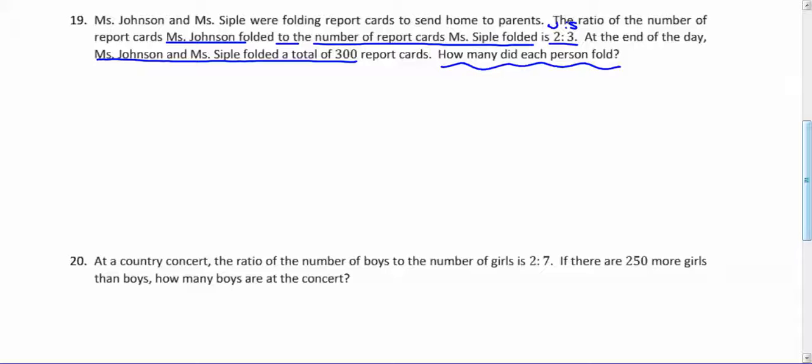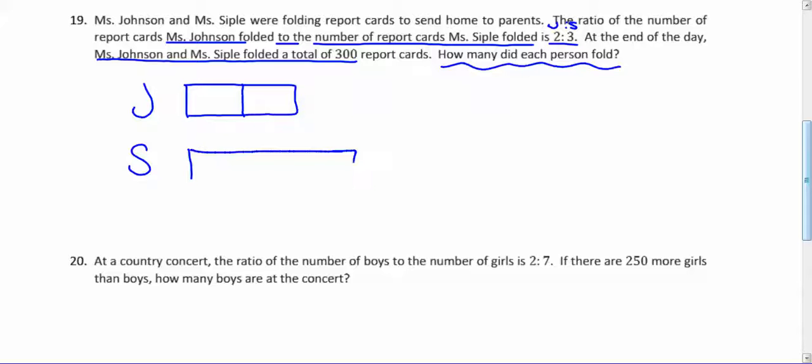So to do this, you need to look at your original ratio that you were given, which in this case was 2 to 3, which represented Miss Johnson and Miss Seipel. And what you do is you draw a box for each, a bar diagram for each of those people. So Johnson was 2, so I'm going to draw 2 boxes for Johnson, and Seipel is 3. You want to make sure the boxes are of approximately the same size, and 2 obviously should be a smaller bar than the bar that represents 3.